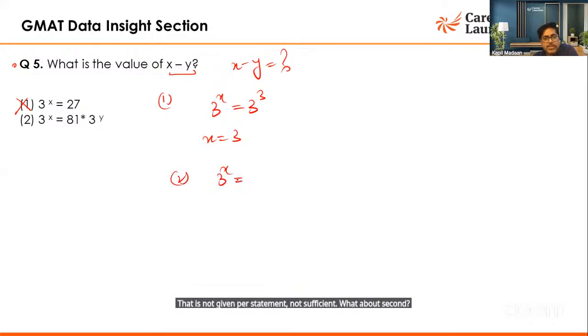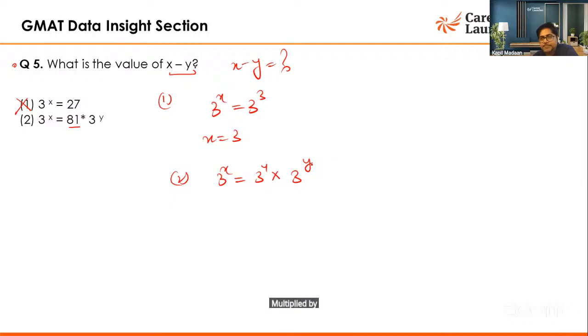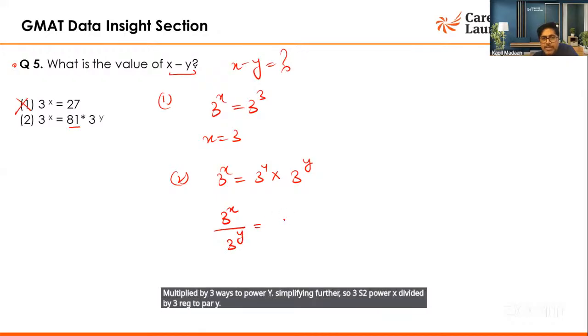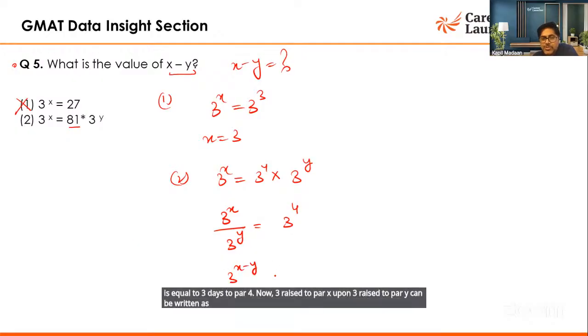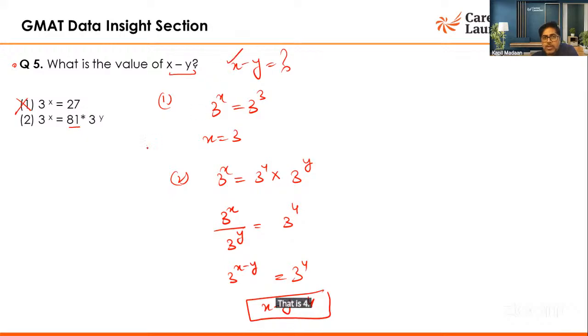The second statement says 81, which can be written as 3 raised to power 4, is 3 raised to power x multiplied by 3 raised to power y. Simplifying further, 3 raised to power x divided by 3 raised to power y is equal to 3 raised to power 4. Now 3 raised to power x upon 3 raised to power y can be written as 3 raised to power x minus y is equal to 3 raised to power 4. That means x minus y is 4. So what's the value? Second statement gives it. Statement 2 is sufficient. B is the correct one here.